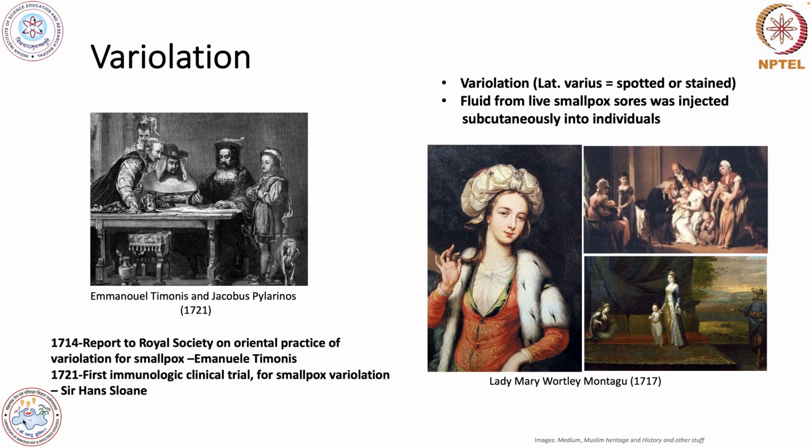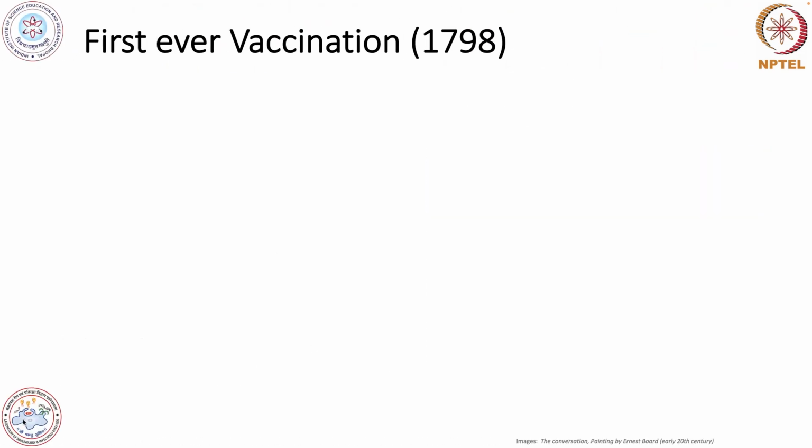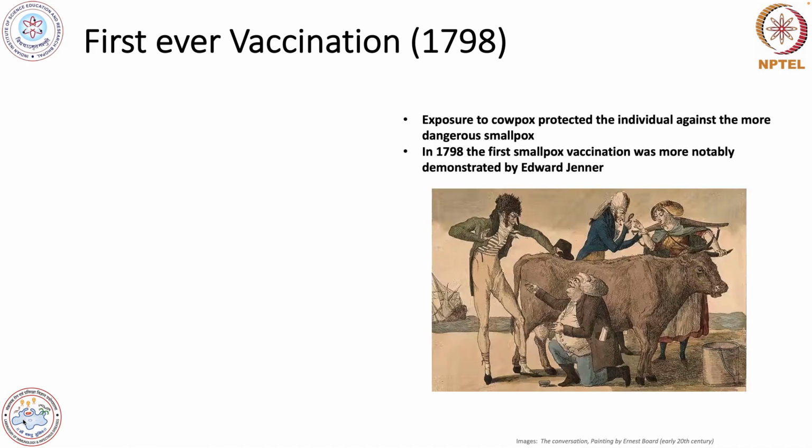So if you see all this, it took so many years. But if you compare with the current scenario, in the current scenario we made a SARS-CoV-2 vaccine quite fast, or I will say extremely fast, and we got protected. After that there was a lot of work, and then this vaccine came in 1798, and this name is very much familiar to you, probably the name of Edward Jenner.